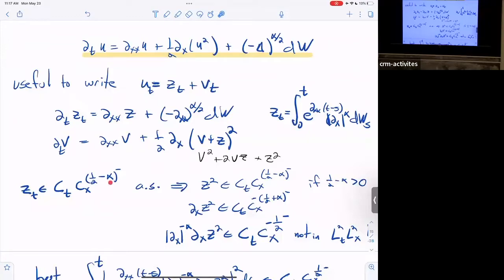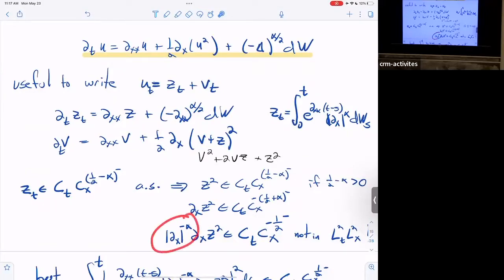Well, if alpha is less than 1/2, then this Holder regularity is positive, right? So then the regularity of Z squared is also the same. It just gets the same regularity, and there's a minus epsilon if you're really for the cognoscenti. If Z squared has this regularity, then I take a derivative of it and I lose a derivative, right? I subtract 1. So now I have minus 1/2 there instead of plus 1/2, yeah?